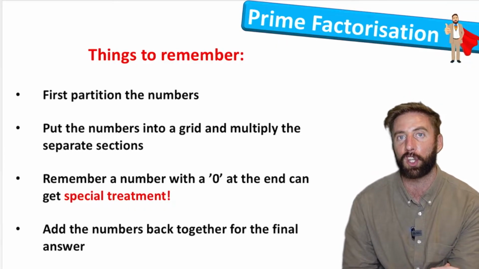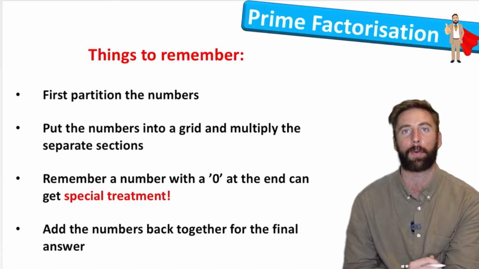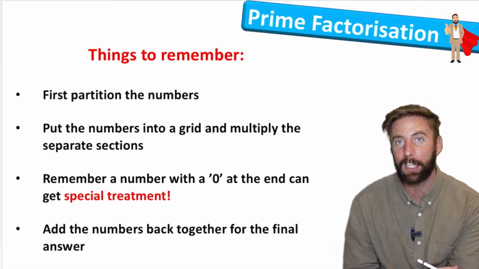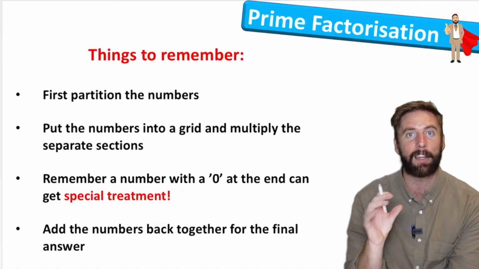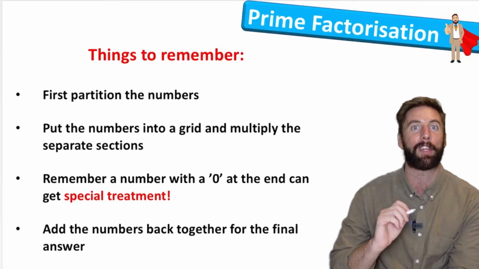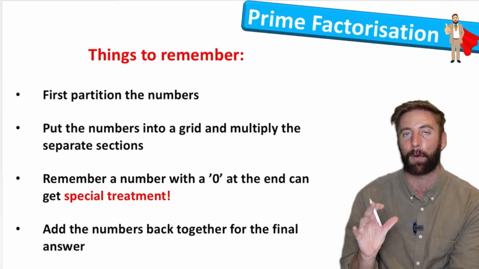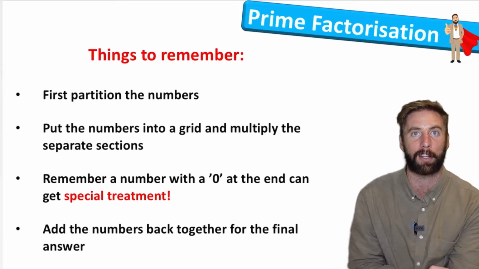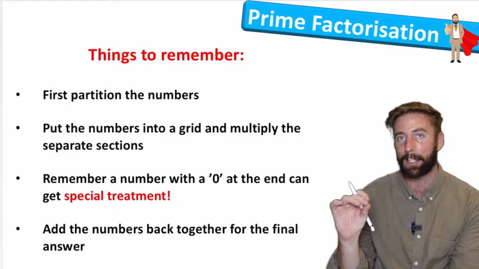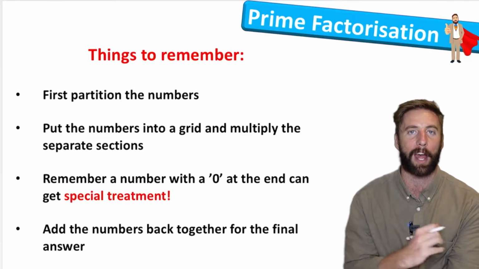Okay, let's just check our things to remember for grid method then. First is to partition the numbers. We need to partition the numbers so that we have more manageable chunks to multiply. Then we're going to put the numbers into our grid and multiply the individual parts separately. But remember, if a number has a 0 at the end, we can give it the special treatment of ignoring it for now and then putting those zeros back into our answer. And then finally, when we've done all the sections, our last tip is to add those bits all back together so that we get our grand total.